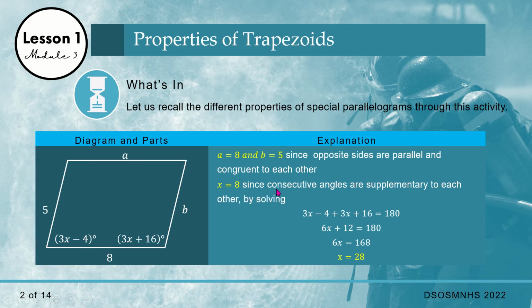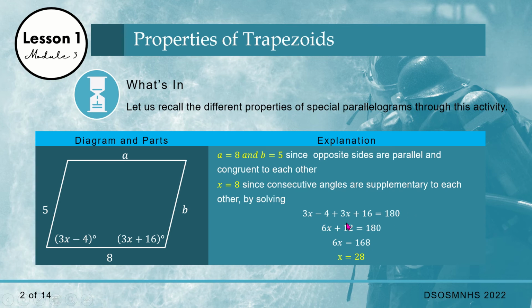Why? Since consecutive angles are supplementary to each other, the angles at the bottom, when they are added, are equivalent to 180. So by solving algebraically, we add the first given angle, which is represented by 3x minus 4 degrees, added by the second angle, 3x plus 16 degrees, is equal to 180 degrees.